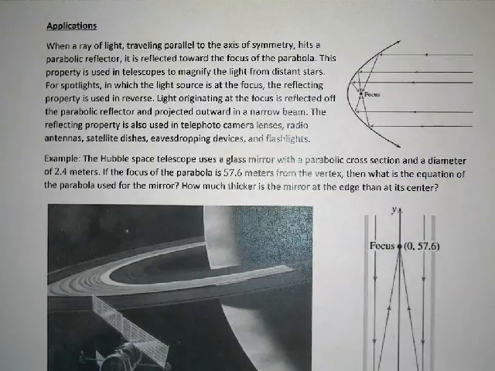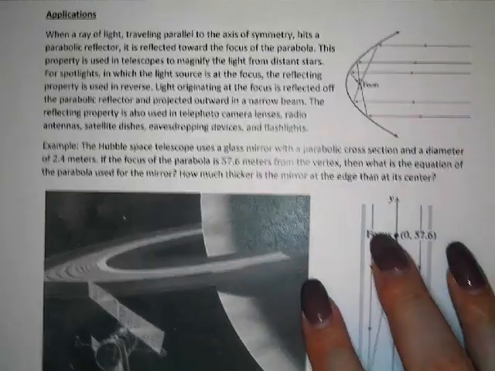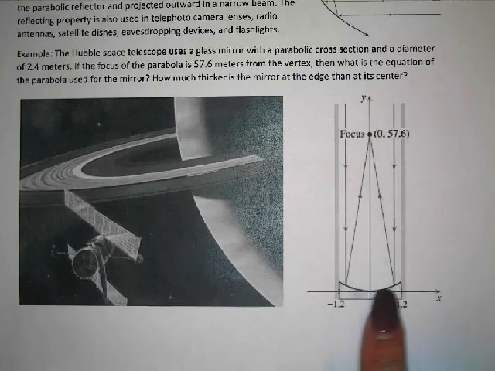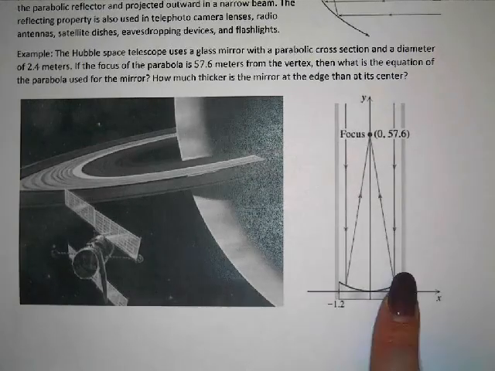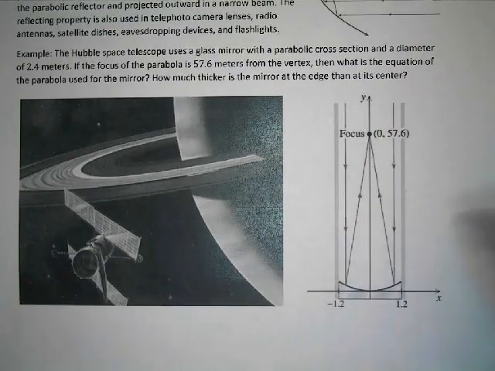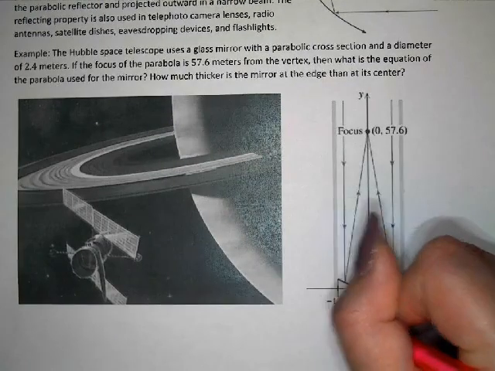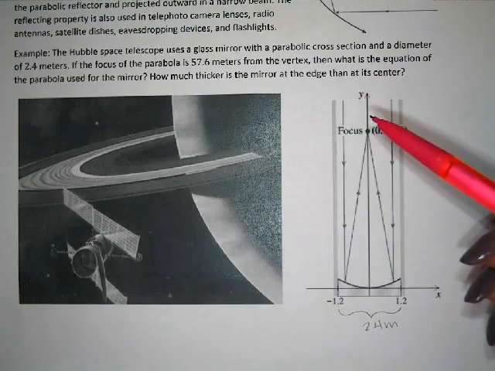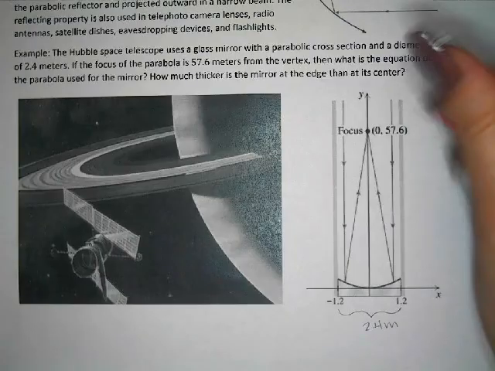Okay, so this gives the Hubble Space Telescope, which uses a glass mirror. So here's the glass mirror down here with a parabolic cross section. So here's the glass mirror, or the cross section of the glass mirror, rather, and a diameter of 2.4 meters. So here's the 2.4 meters. Okay, if the focus of the parabola is 57.6 meters from the vertex, and they labeled it right here, so 57.6 meters is that distance, then what is the equation of the parabola used for the mirror?